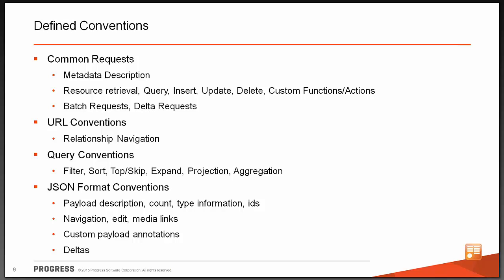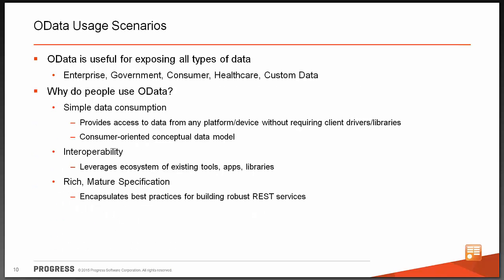So who uses OData and why and where? Well, really we see OData used across all types of data, from enterprise to government, from consumer to healthcare, and then a lot of custom data solutions that don't necessarily hit the radar. People are using OData because it provides, first and foremost, a very simple model for consuming the data. Because it's HTTP-based, any client can access the data from any platform or device that has an HTTP stack, and you don't have to install custom drivers or libraries in order to use the OData API.